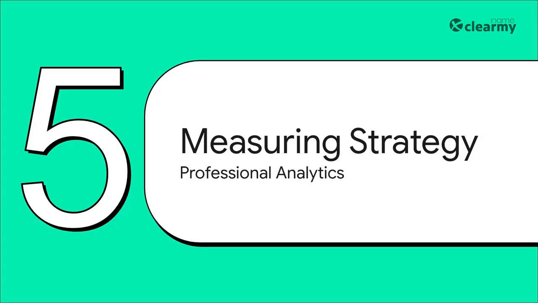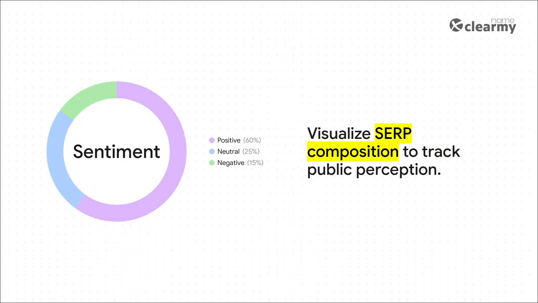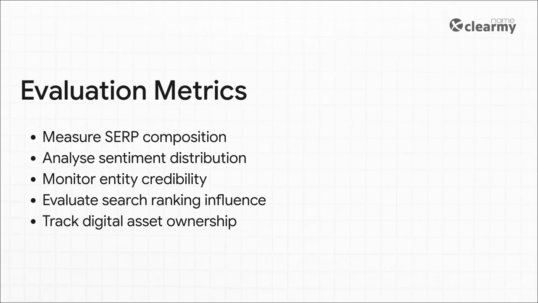Section 5. Measuring reputation strategy effectiveness. Take a look at the sentiment distribution right here. Effective management absolutely requires visualizing your SERP composition. You need to understand exactly what percentage of your search real estate is positive, neutral, or negative. By continuously tracking this breakdown, you can actually identify microscopic shifts in public perception long before your overall visibility starts to drop.